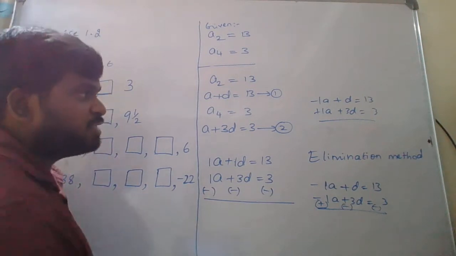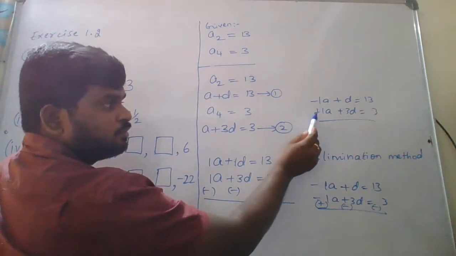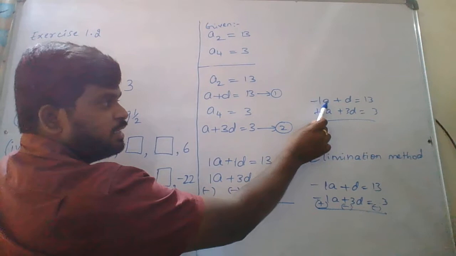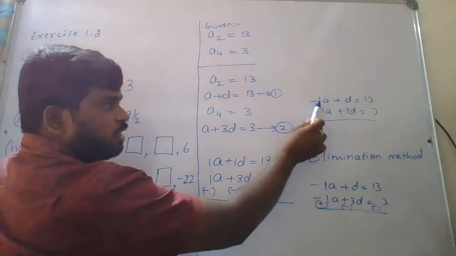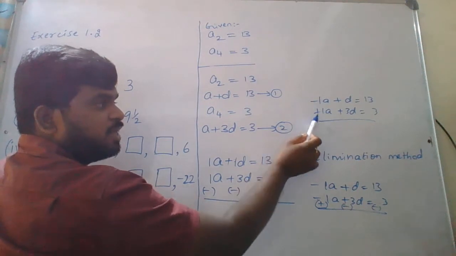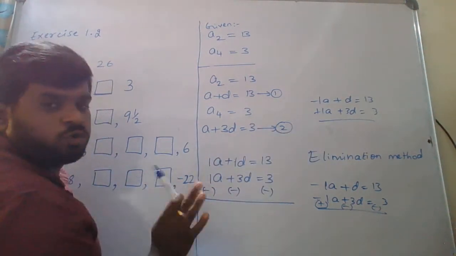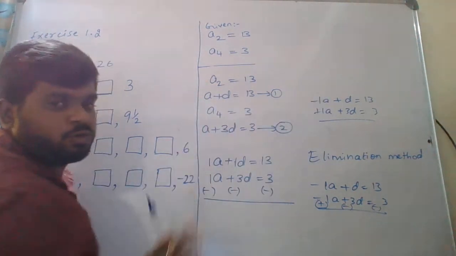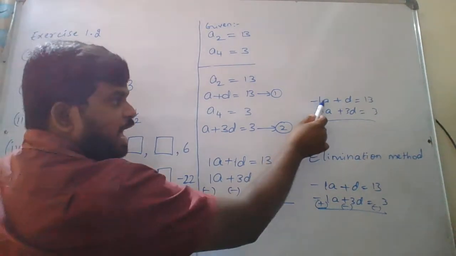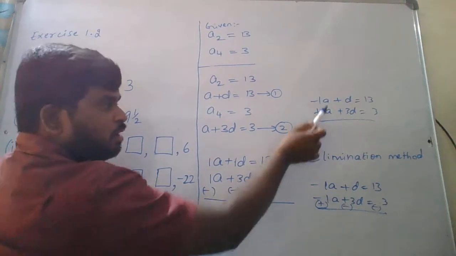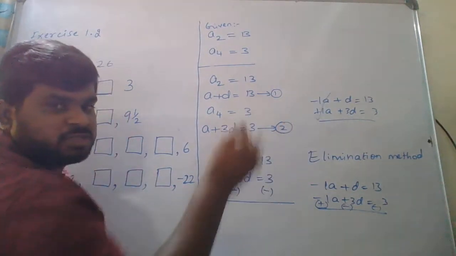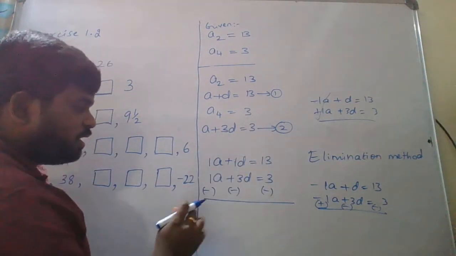If they have got different sign like this, A has got -1, but this A has got +1. Both the numbers are same, but this has got negative sign, this has got positive sign. So don't change the sign now. Directly you can proceed. Okay. Because if you add it, -1a plus 1a, both gets cancelled.